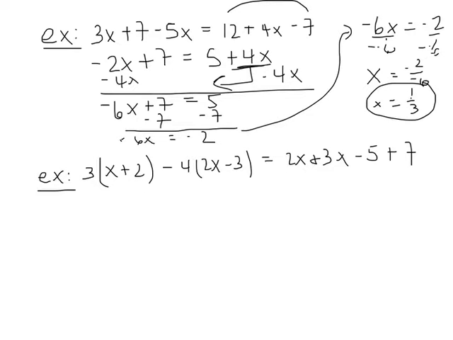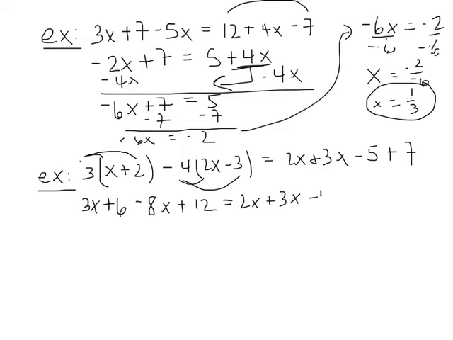In the second example, I still don't have fractions to deal with, but I do have parentheses, and that needs to be my first step. So I'm going to distribute the 3. So 3x plus 6. I'm going to distribute the 4, negative 8x, and here I'm going to be careful because a negative times a negative is a positive. And the right side I'll just leave alone for now. Although I could combine like terms in this step, I'll do it all together at once.